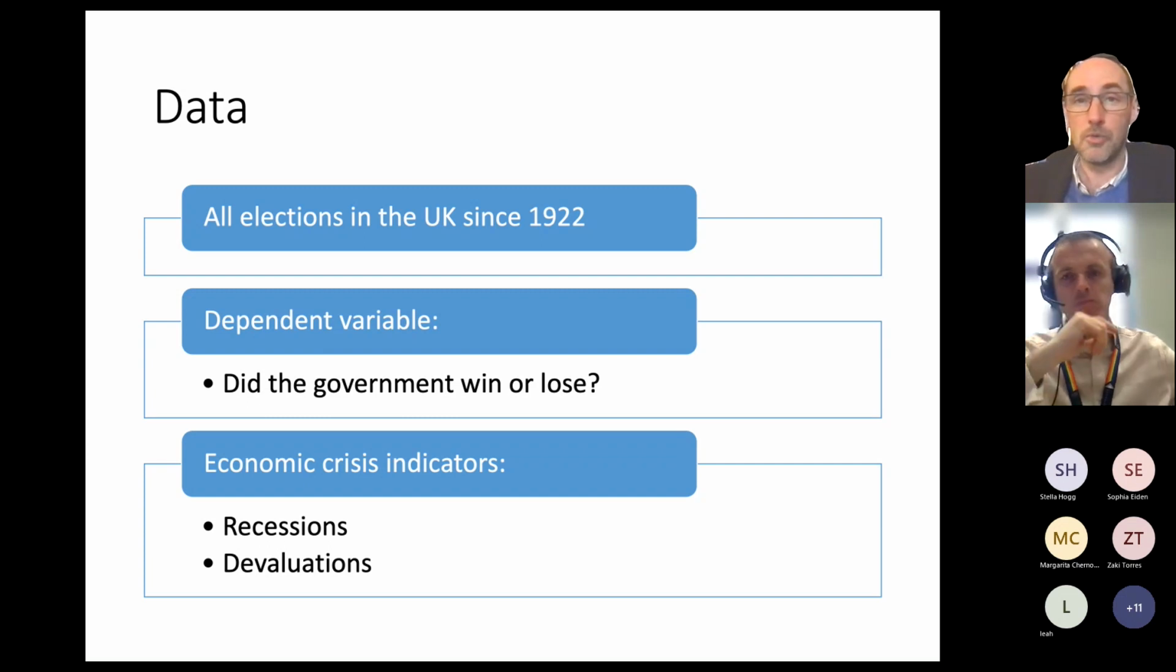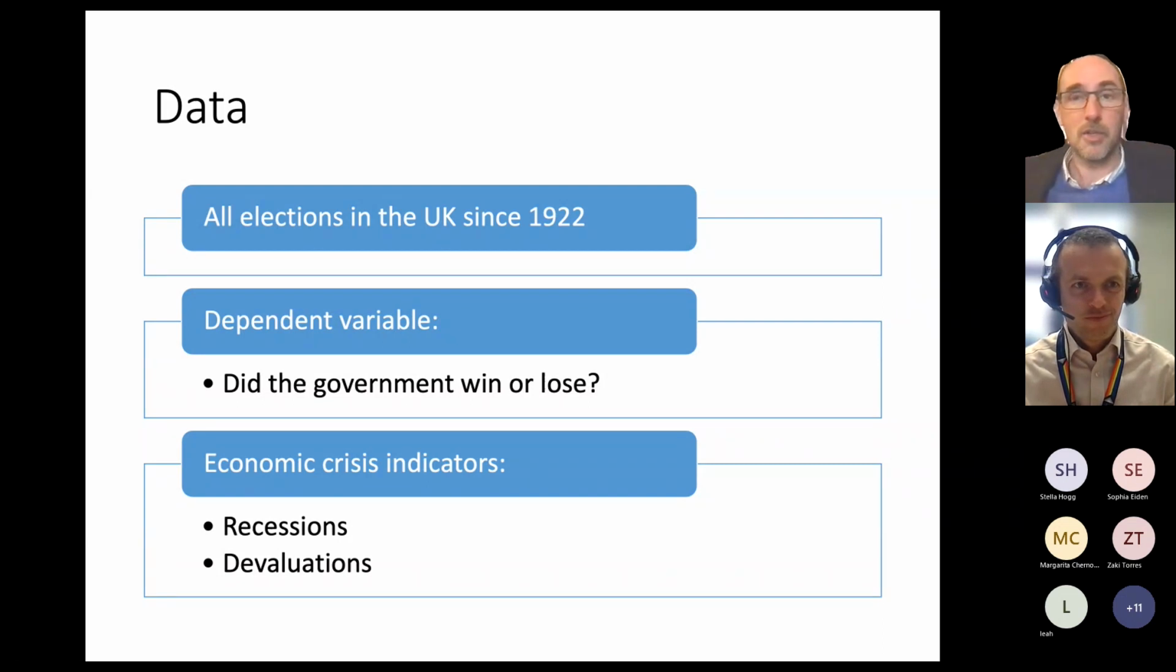I'm going to code government wins and losses by the largest governing party. And there's always one largest governing party, and the Labour and Conservatives never go into coalition with each other. So if you're thinking about, say, the Conservative Liberal Democrat coalition after 2010, actually that's just coded as a Conservative government.